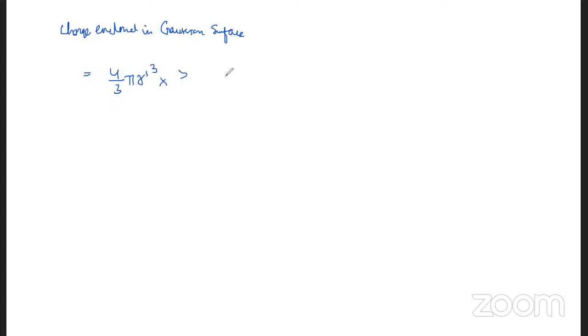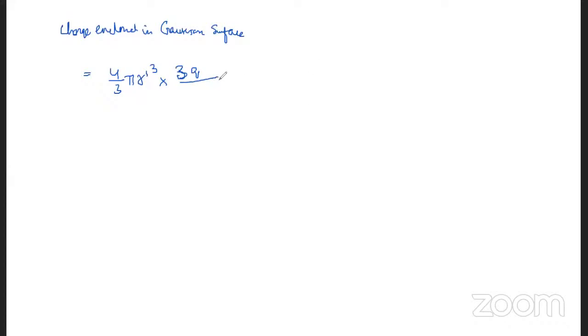If you solve this, we get q r dash cube by R cube. You are going to get the charge enclosed by this Gaussian surface as Q into r dash by R whole cube. Here the 3 gets cancelled, the 4 gets cancelled, and this pi gets cancelled. The remaining is q into r dash by capital R whole cube.